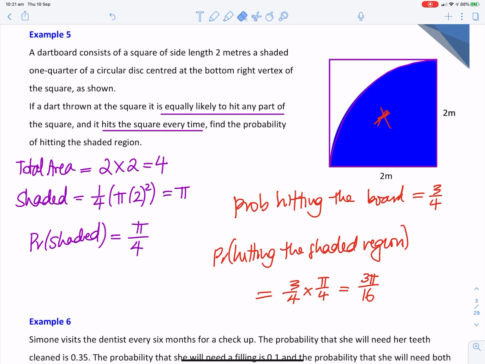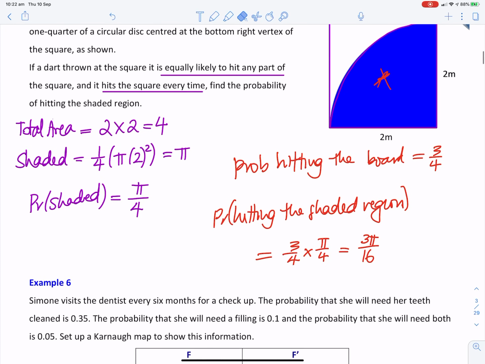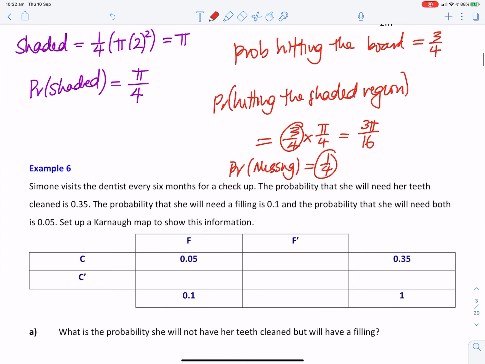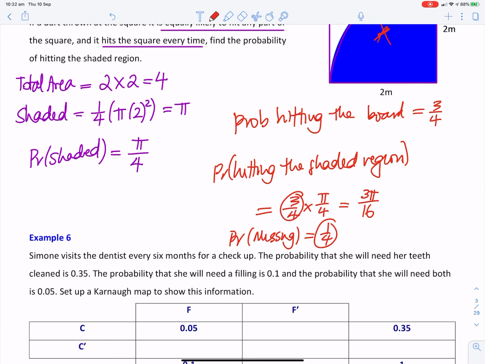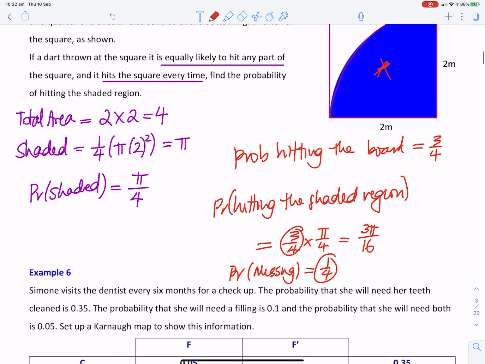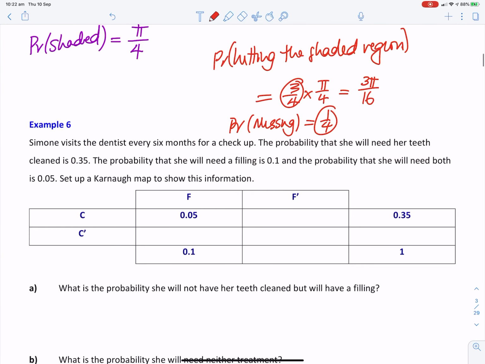If I said to you, what's the probability of missing the board? The probability of missing, well, that's a quarter. Because you either hit it or you miss it. And if you miss it, you can't hit the shaded region. So if they give you something like that, where they say the probability of hitting the board is 3/4, and then the probability of hitting the shaded region, you've got to multiply them because they have to occur at the same time. One thing affects the next.